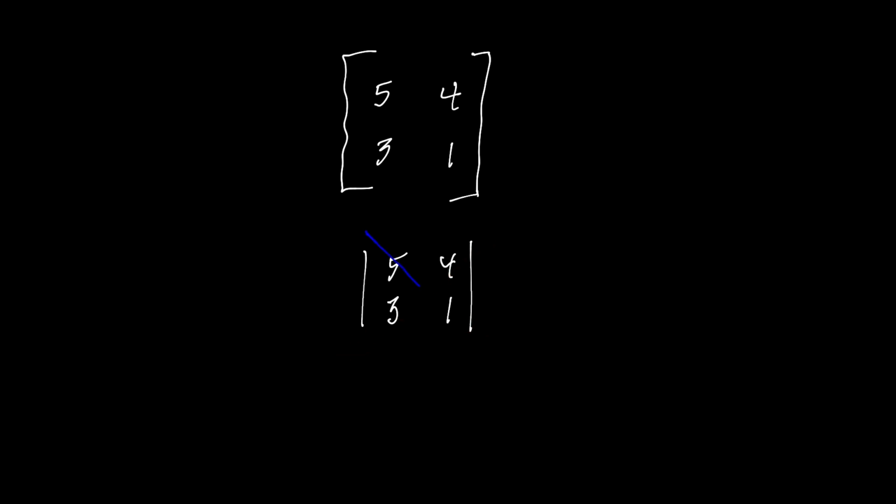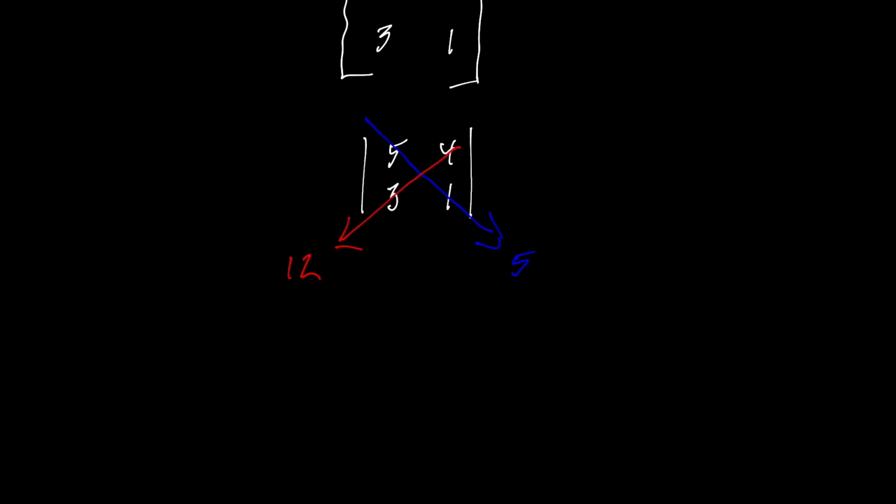When I multiply left to right, I come up with a 5. 5 times 1 is 5. When I multiply backwards, from right to left, I end up with a 12. So the determinant of this matrix is going to be the blue number, the 5, minus the red number, the 12, because we're saying this number is minus and this number is plus. So the determinant of this matrix very simply becomes 5 minus 12, or negative 7.